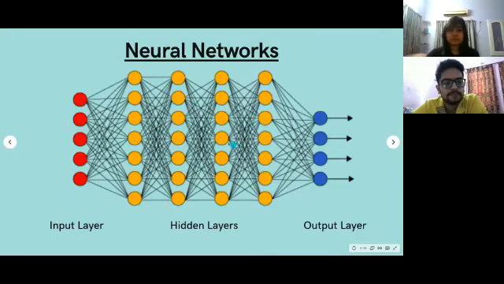Now, this was all about the neural network that we need to know. The basic unit is called a neuron, and a neuron is composed of two parts, which is a linear part and activation function. This activation function is what we will get to now.